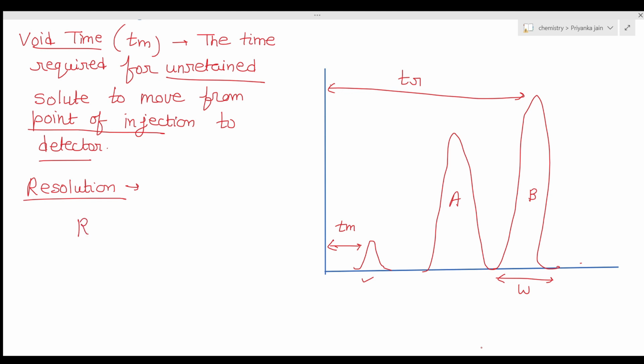And there is one formula for resolution that you should learn: 2 delta TR divided by WB plus WA. So you should remember this formula so that you can find out the resolution value.